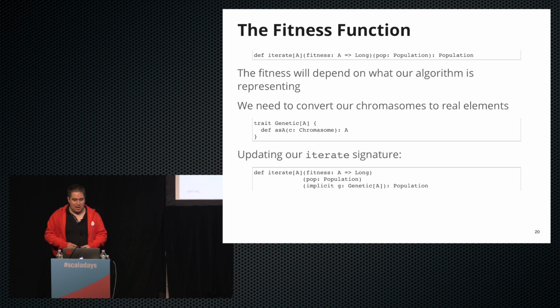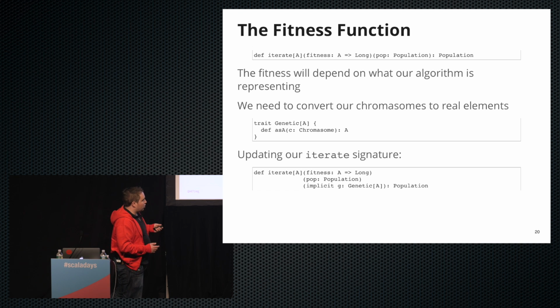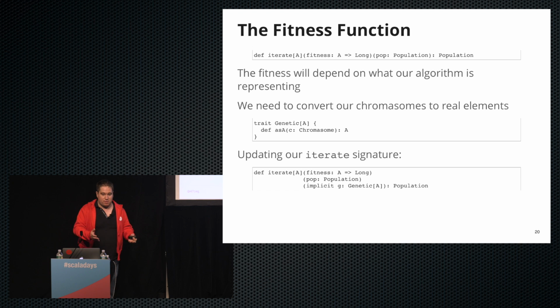So I'm just going to make a slight update to our iterate signature here. We've got our fitness function, we've got our population, and then we've got this implicit parameter here. And hopefully this looks quite familiar to what I've just shown, in that genetic is actually a type class. We're saying that as long as we have a fitness function from a certain type, we need to make sure we're able to convert from a chromosome to that type in order to do the comparisons itself.